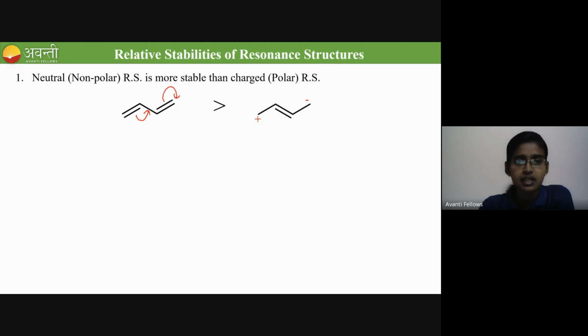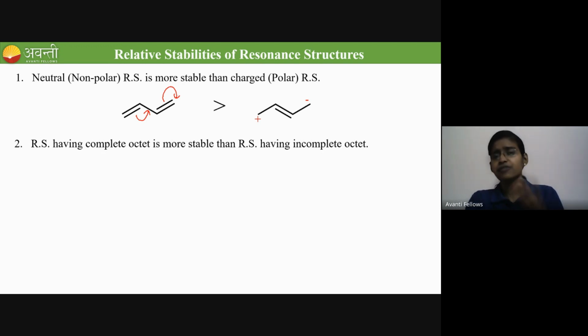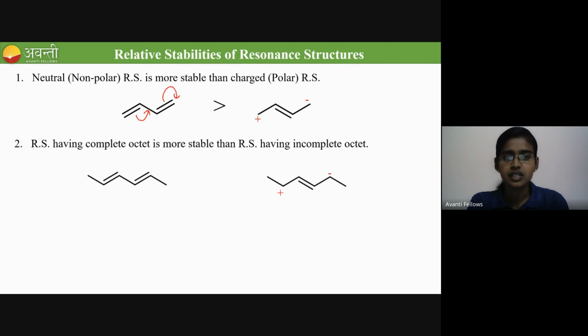The second point is that resonance structures having a complete octet are more stable than those having an incomplete octet. What is meant by octet? If an atom contains 8 electrons around it, then that system has an octet. Now you see in the first structure, each atom has 8 electrons around it. Let me do it with one atom for you. I'll take this carbon. It has 2 carbon-carbon bonds and a carbon-hydrogen bond.